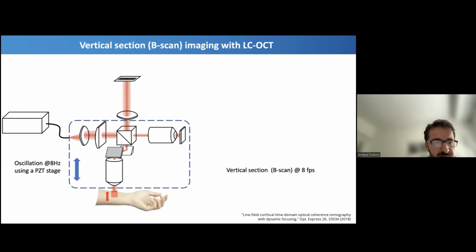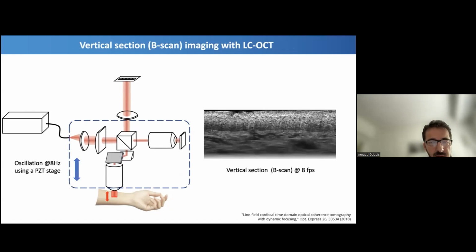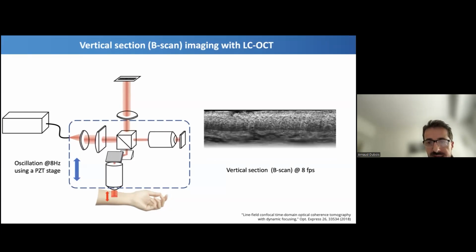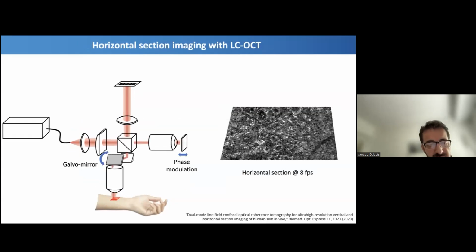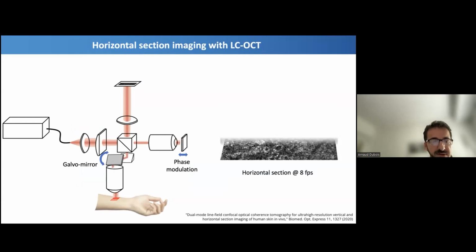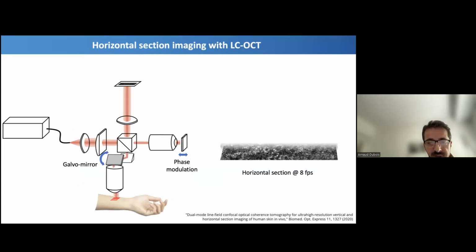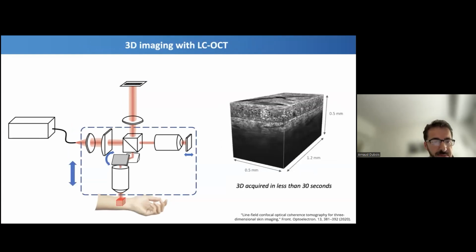By scanning the line of light vertically using a piezoelectric stage, a vertical cross-section image can be obtained in real time at 8 frames per second. And by scanning the line of light horizontally now, using a galvo mirror, a horizontal section is obtained in real time at 8 frames per second. And finally, a 3-dimensional image, a 3D image, can be obtained from a stack of horizontal sections in a few tens of seconds.